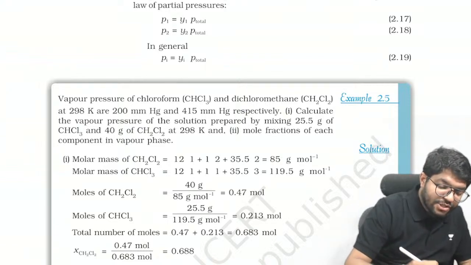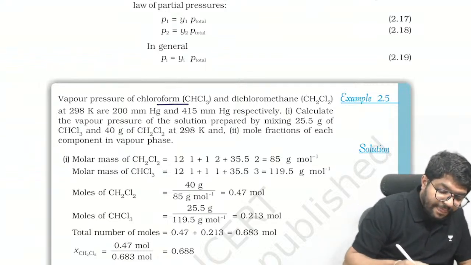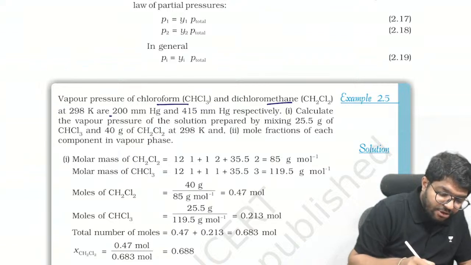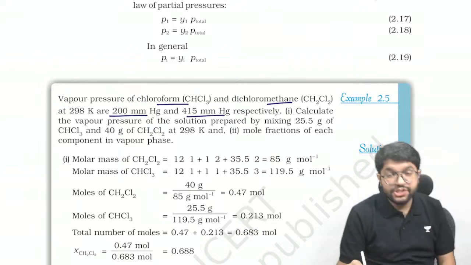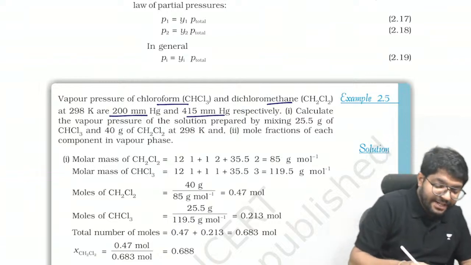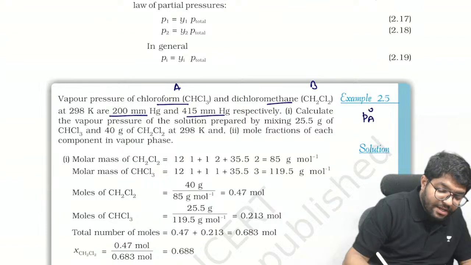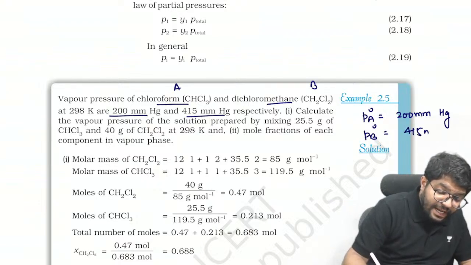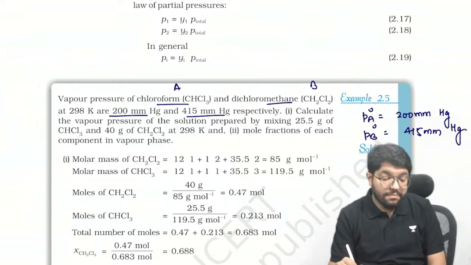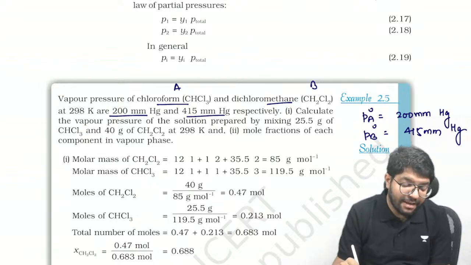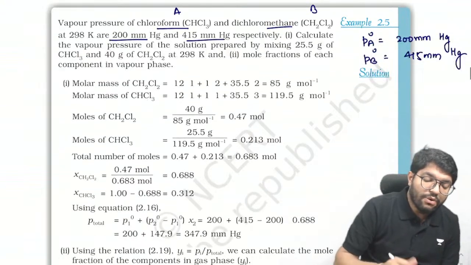Quickly, vapor pressure of chloroform and dichloromethane are 200 and 415 mmHg, pure pressures. So if it is A and it is B, my PA naught is 200 mmHg and my PB naught is 415 mmHg. Right? PA naught, PB naught. Calculate the vapor pressure of the solution. How do we do it?